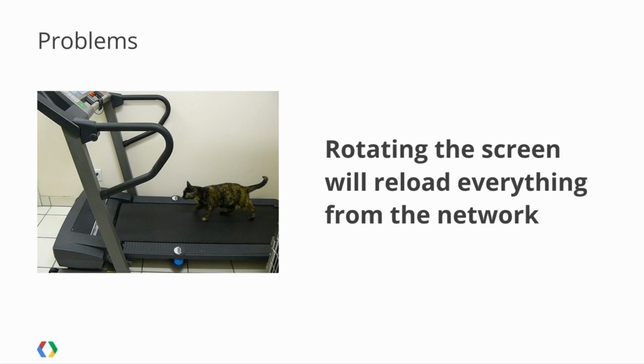If you rotate the screen, your activity gets destroyed, of course. It gets recreated, and you start over from scratch. So in this case, that means reloading absolutely everything from the network. So this isn't a big deal, right? You write your own cache. Maybe you put your images in a hash map or an LRU cache. And of course, you still have to do that, which is tedious.